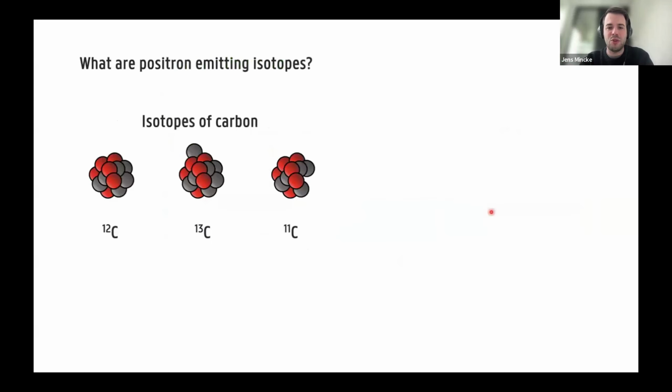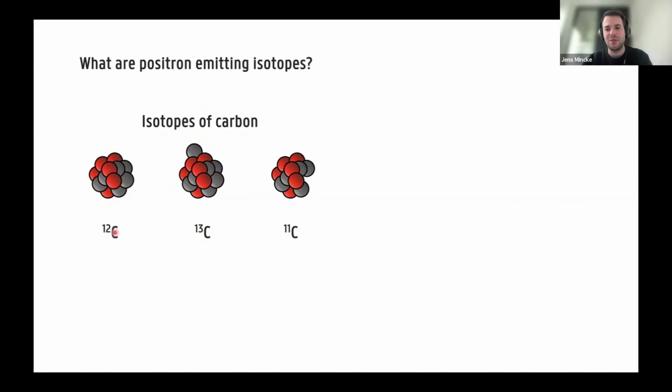So what do we use? We use positron emitting isotopes in PET imaging. What are these isotopes? I'm going to give an example using carbon. The core of a carbon atom has 6 protons, shown in red, which define that it is a carbon atom, and 6 neutrons, which have no charge, while the protons have a positive charge. In total, there are 12 units, which describe the mass.